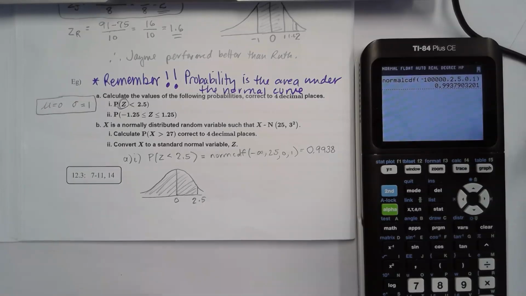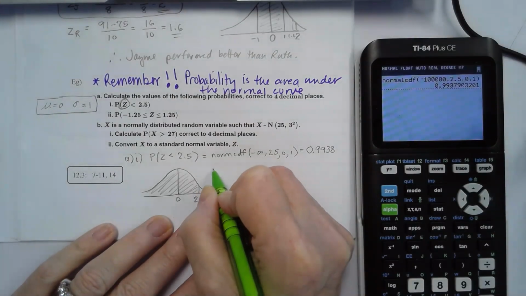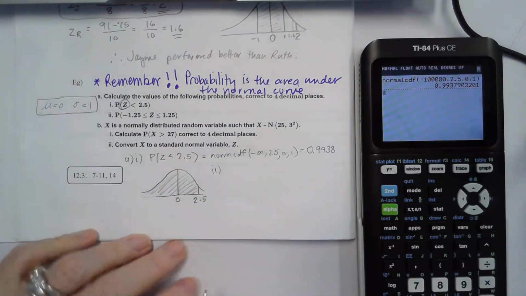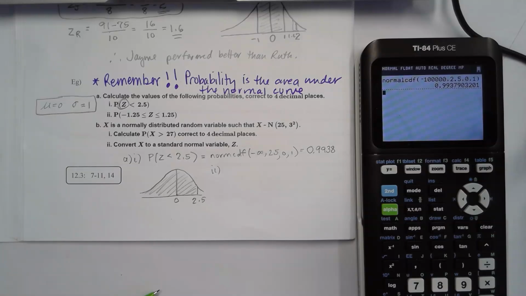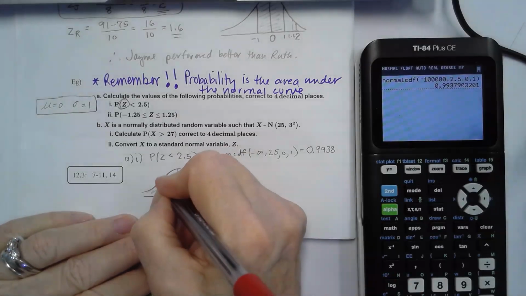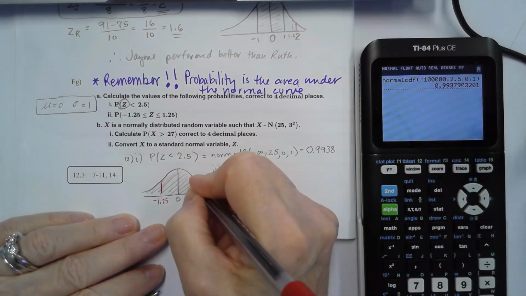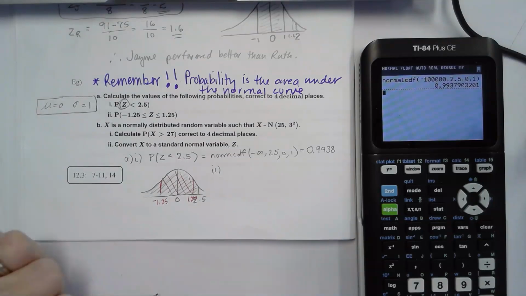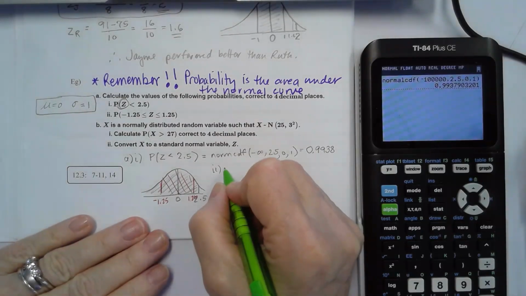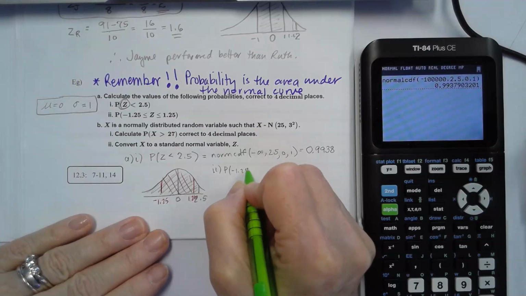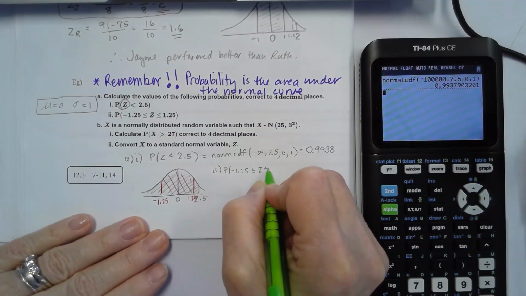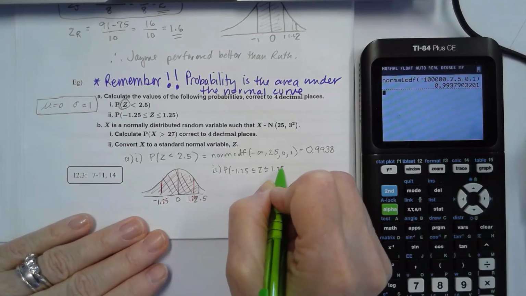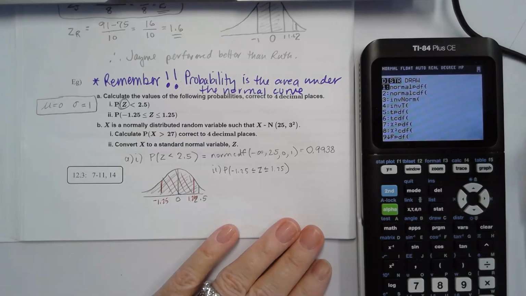All right? Okay. Part II. I'm going to use the same little graph here. I'll just use a different color. So I'm on part II, and it says between negative 1.25 and 1.25. So somewhere between there. It's a z-score, so I know about my 0 and 1. So I go second, distr, normal, CDF.